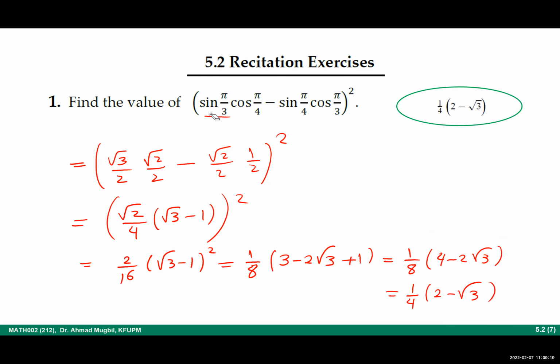We will see later in chapter 7 that we can use the sum of and the difference of two angles. In fact, we will see later that this is just sine pi over 3 minus pi over 4. And indeed, to do that, you need to write it in this way. All squared, of course. Yes.